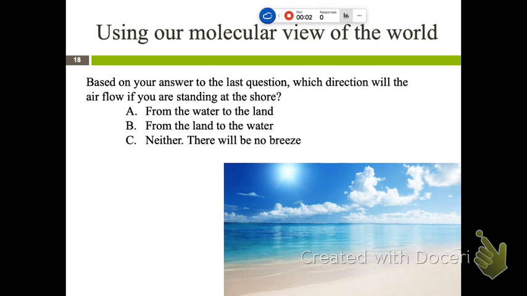The air over the water is cooler, it is more dense. The air over the land is warmer, less dense. Which direction are you going to feel air moving? If you're standing right there, facing the water, is the air going to be blowing towards the land, out towards the water, or is it going to be standing still?